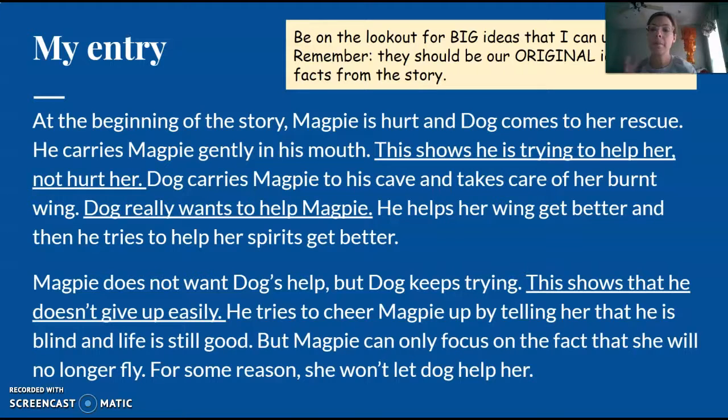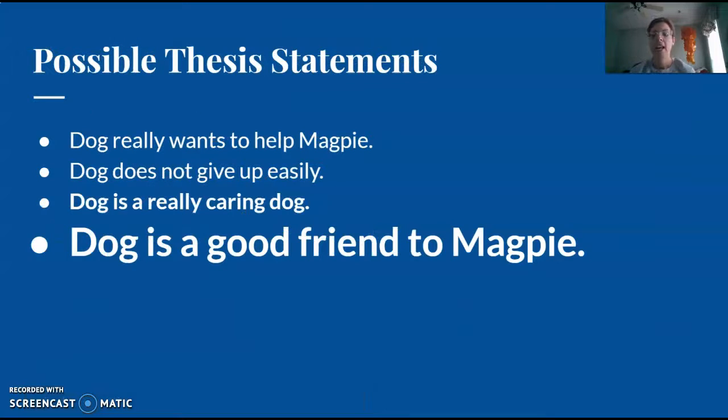So these are my noticings. You're noticing my noticings. And I have underlined some ideas. This shows he's trying to help her, not hurt her. Dog really wants to help Magpie. And this shows that he doesn't give up easily. Okay, so those are some big ideas that are sticking out to me. So from looking at my writer's notebook and looking at those ideas, I want to think about my possible thesis statements.